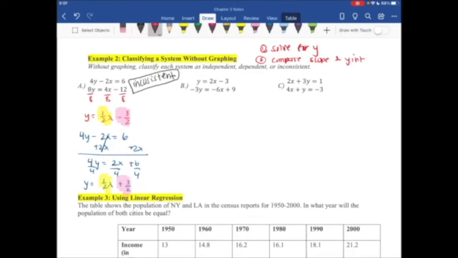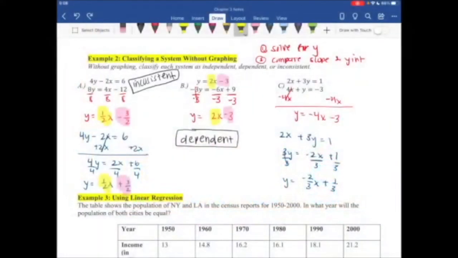We'll repeat the same steps on B. Divide everything by -3 to solve the bottom equation for y. So y will equal 2x minus 3. Then we're ready to compare our slopes again. We have a slope of 2 and a slope of 2. Again, they could be inconsistent or they could be dependent. We'll consult the y-intercepts, -3 and -3. Since they are the same, we will say that this is a dependent system because they're actually the same line. Go ahead and give C a try on your own.